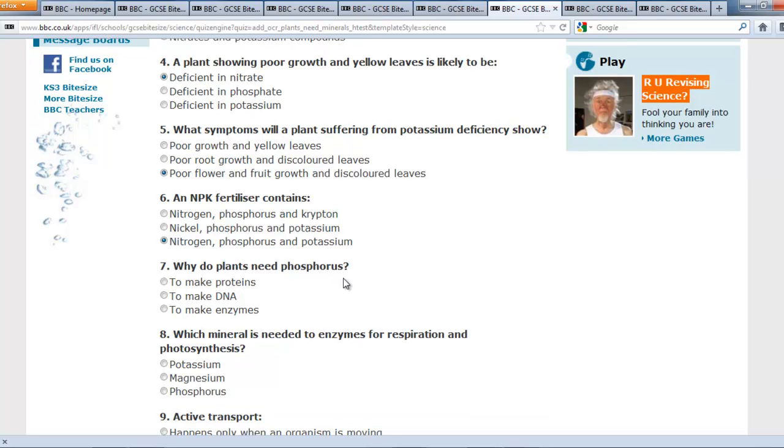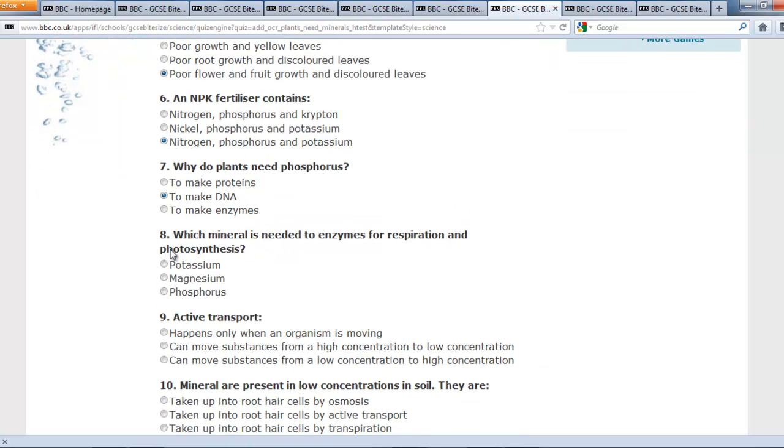Why do plants need phosphorus? To make DNA. DNA can be very flexible, as many of you know. Used to make a gene. Used to code for different proteins. Particularly the base form of the protein. So yeah, which mineral is needed for enzymes for respiration and photosynthesis? Potassium.